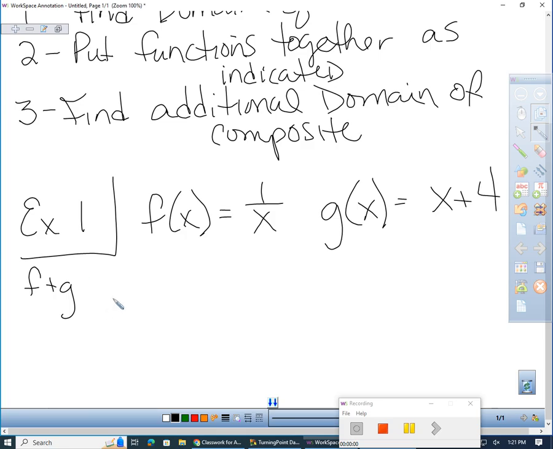And find the domain. In order to find the domain, the first thing we do is find the domain of f of x. Where can x not exist in f of x? There's an x in the denominator, so x cannot equal 0, right? What about over here? Are there any restrictions in g of x? So this whole thing is negative infinity to positive infinity.